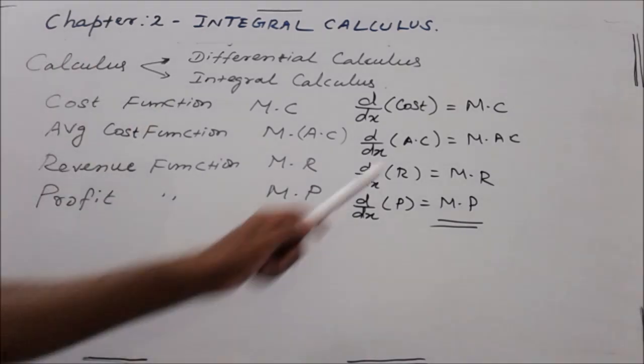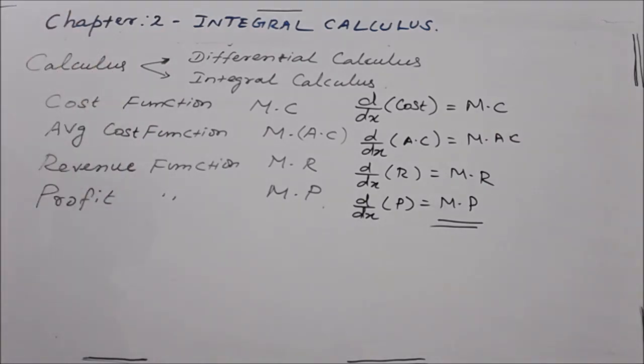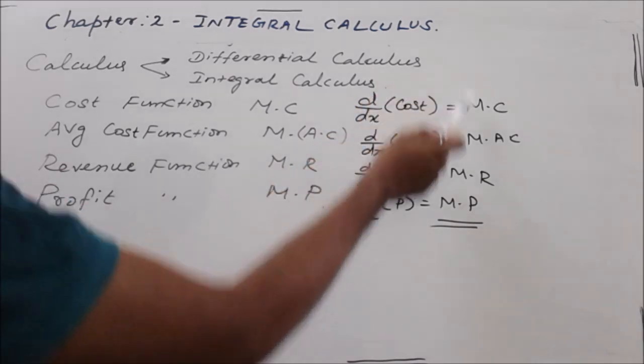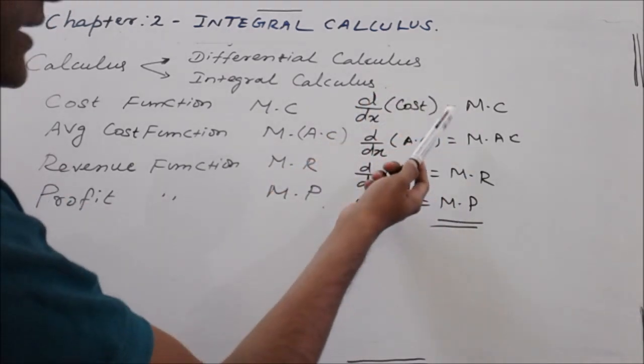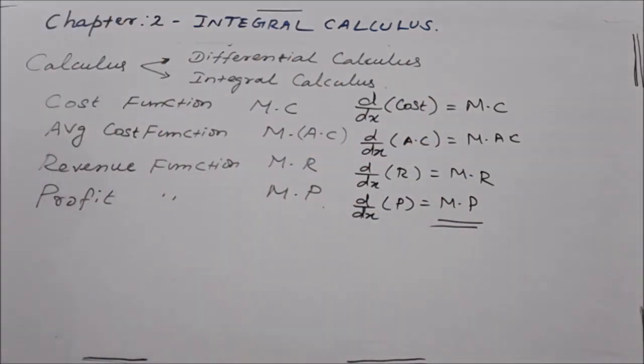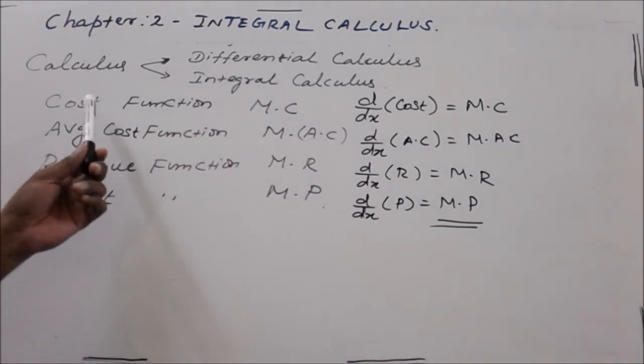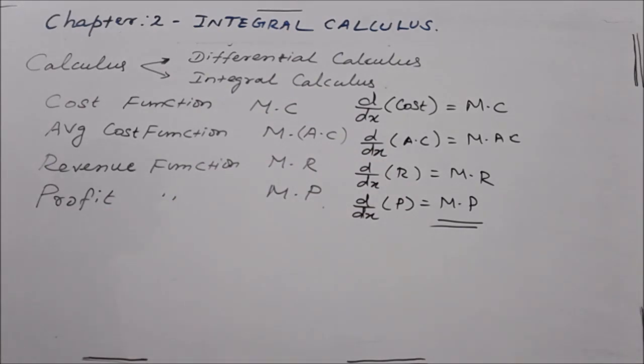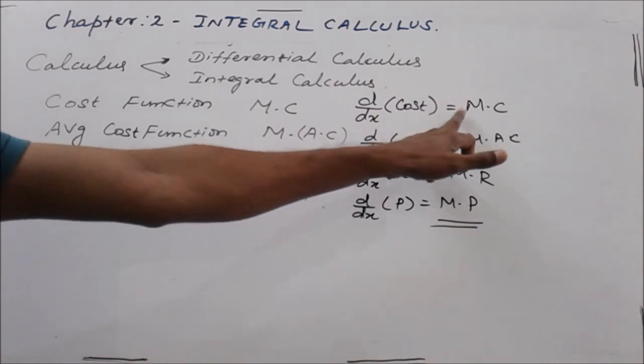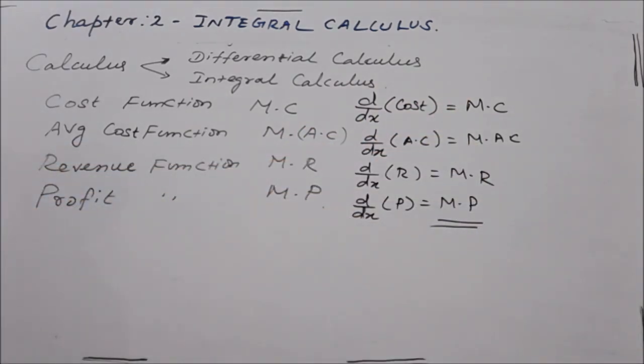Then how to reach the original function from the derived quantity? These are all derived functions. From these derived functions, how to reach the original function? That is the process of integral calculus. When we differentiate, we will get marginal cost. From marginal cost, to reach cost, we should integrate these functions. So, integral calculus is applicable here to retrieve the original function from the derived function.